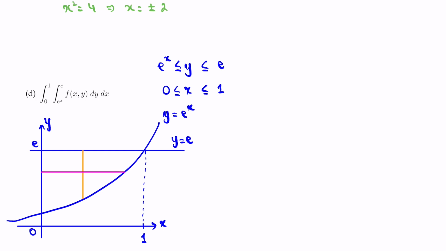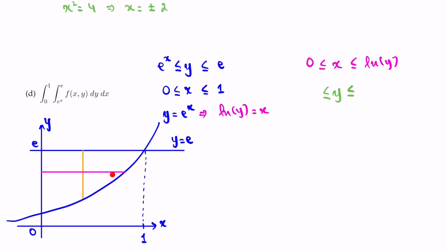Now to switch the order of integrations, I'm going to put in the horizontal line. The left end of the line touches the y-axis or x equal to 0. So in this case, you have x is bounded below by 0 and bounded above by this curve. And this curve has to be written as the function of y. That is, you want to solve for x in terms of y. To do that, we're going to take ln on both sides of this equation. And we're going to obtain ln of y equal to x.